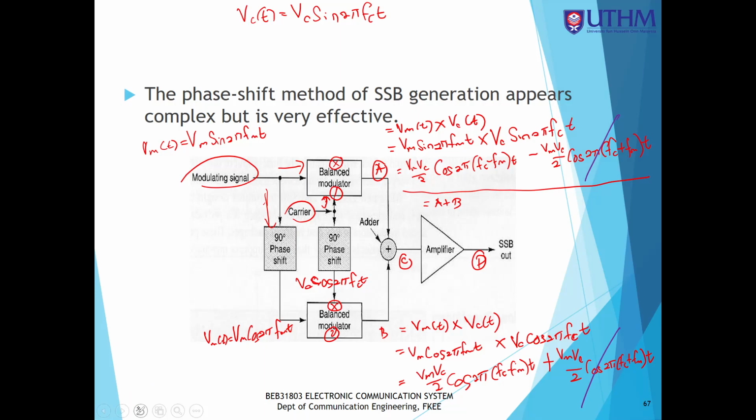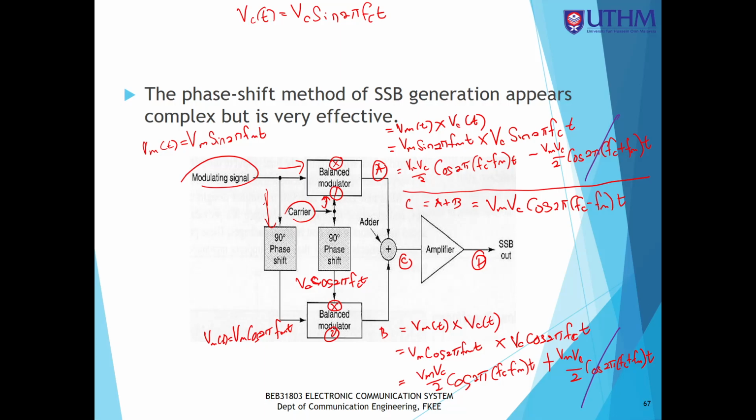Okay. So what happened? So it becomes like this: Vm Vc cos. So 1 over 2 plus 1 over 2 becomes 1. So Vm Vc cos 2 pi (Fc minus Fm)T. Okay. This is at point C. So you see that the amplitude is Vm Vc, very big.